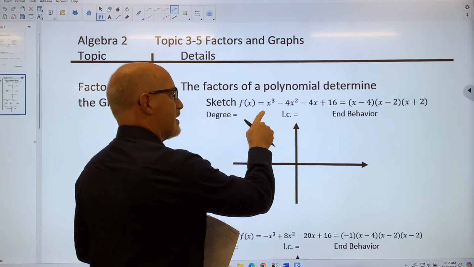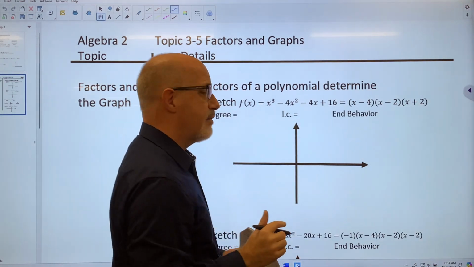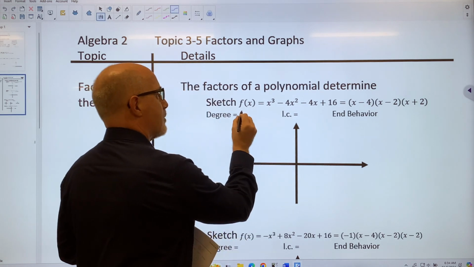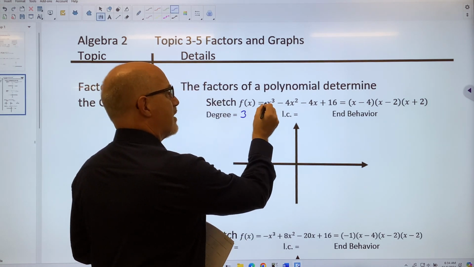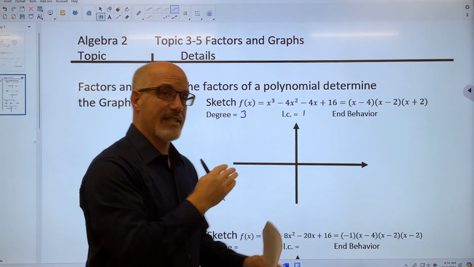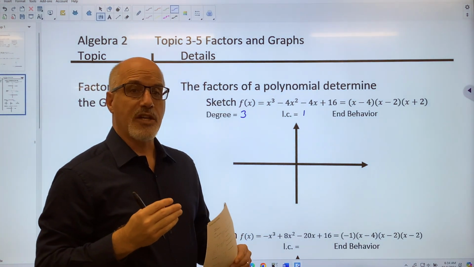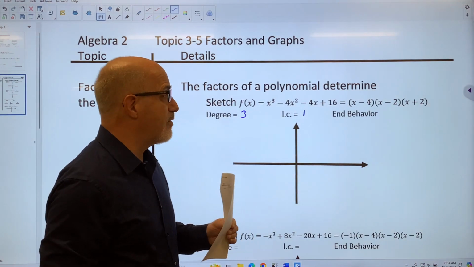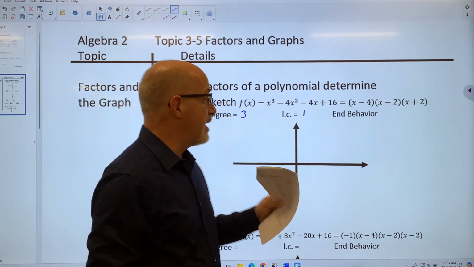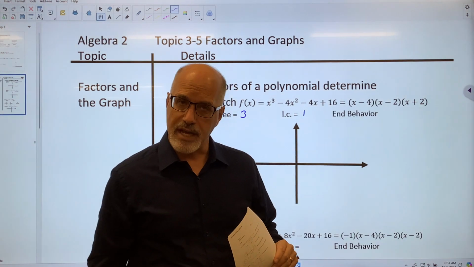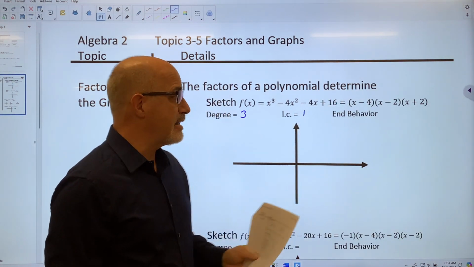So we want to look at this and just go over some of the information we already know. For instance, the degree of this is the largest exponent, so that's a 3. The leading coefficient is a 1. Since this is an odd function, it's going to start either up or down, and the opposite end behavior will be in the opposite direction. Since the leading coefficient is positive, it's going to start down and end up.